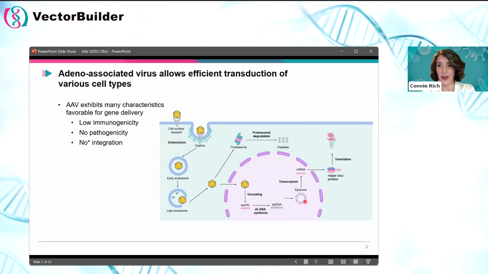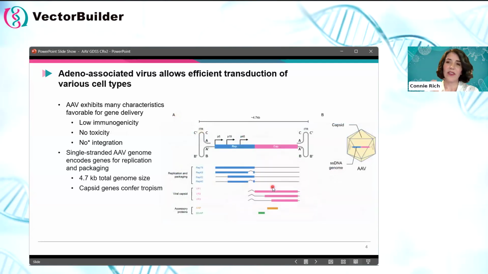If there is a helper virus, for instance, adenovirus or herpes simplex virus, then the proteins from that helper virus can help in the replication and packaging of new AAV variants. Without additional helper virus, this episome just remains latent in your host cell for pretty much the entire life of the cell.